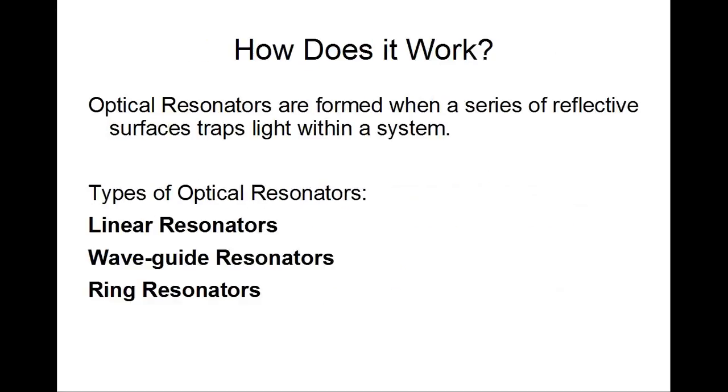How does it work? Optical resonators are, as I said, formed when a series of reflective surfaces trap light. There are three main types of optical resonators: linear resonators, waveguide resonators, and ring resonators. These all have similar properties and use the same concepts and physical reactions within the three systems. However, there are slight differences in the way they are set up.